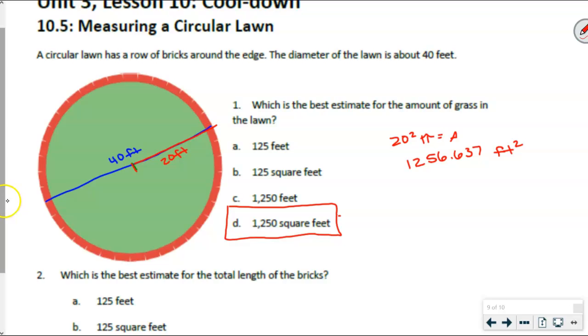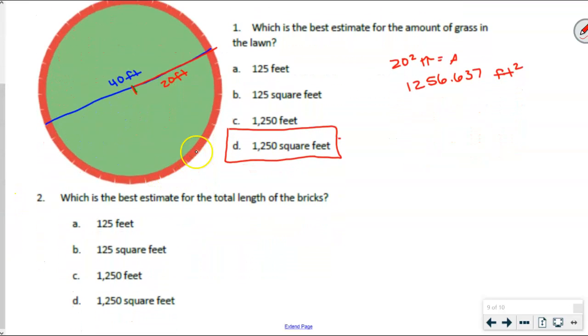What is the best estimate for the total length of the bricks? We've got these bricks that are going around the outside. So what is that best estimate there? Again, we've got our diameter of 40. We multiply that by pi. And 40 multiplied by pi is about, that's our circumference, about 125.6637.